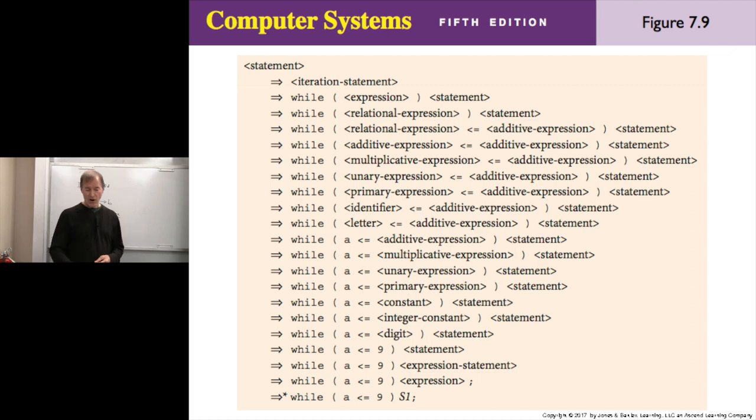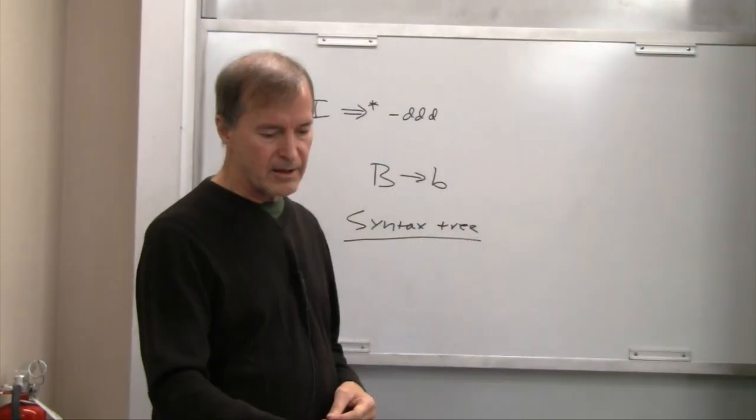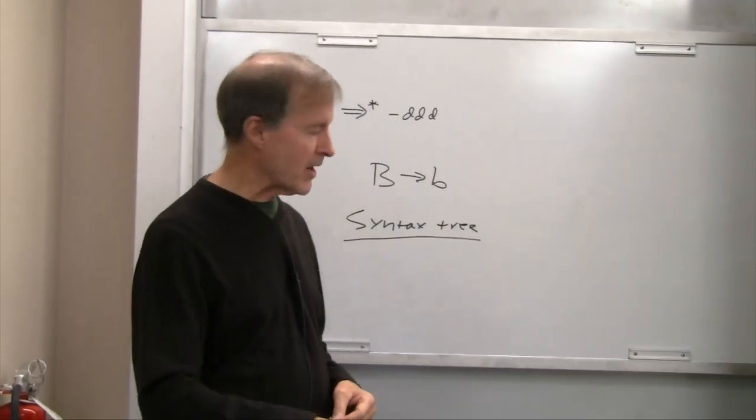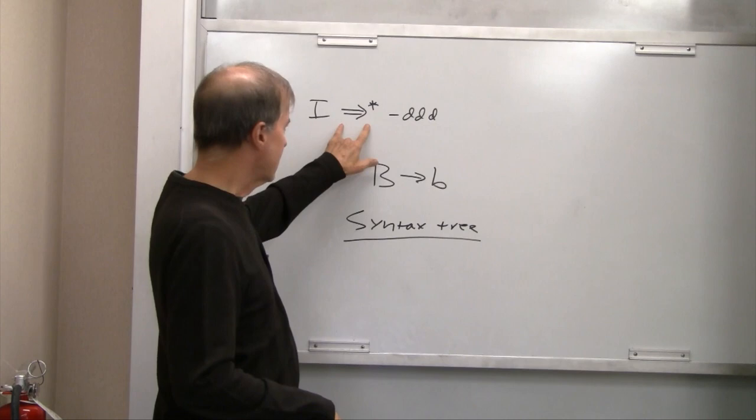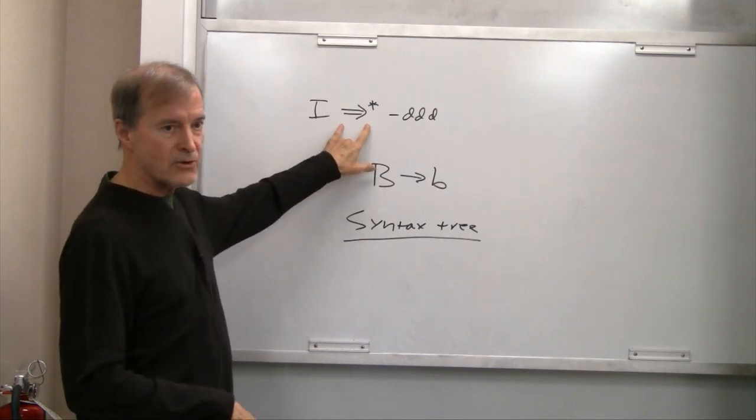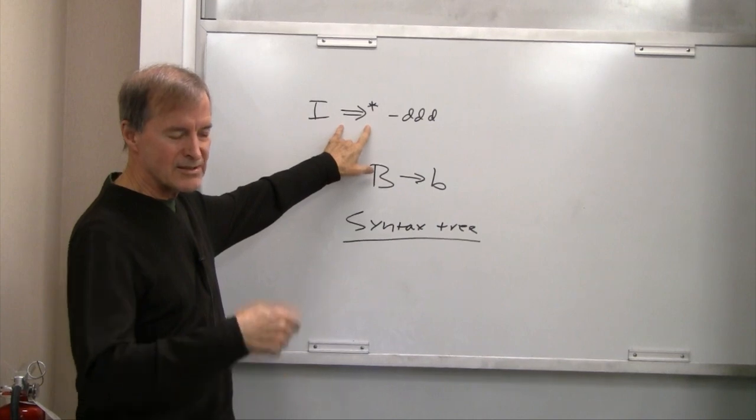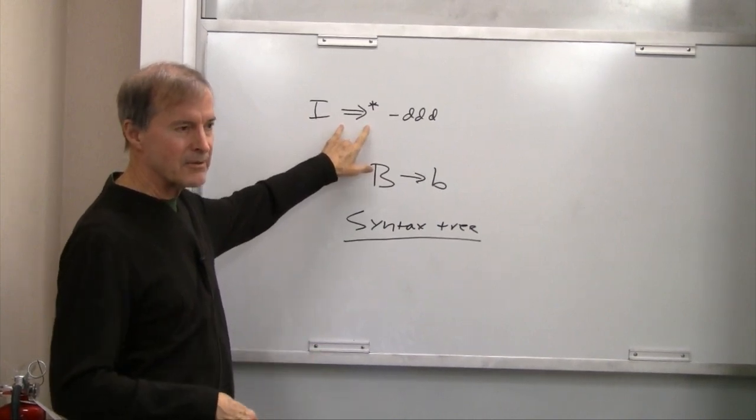And one more thing. This is getting back to your question, can you do more than one step? What do we see in the last step? We went from expression to S1, and that's why we used this notation, this derives in zero or more steps.